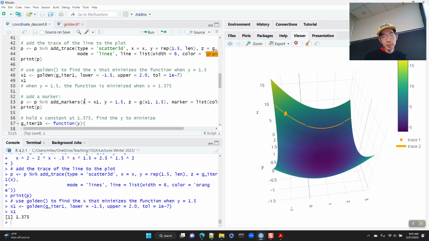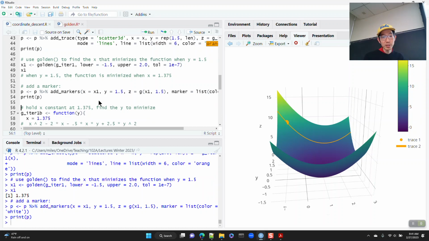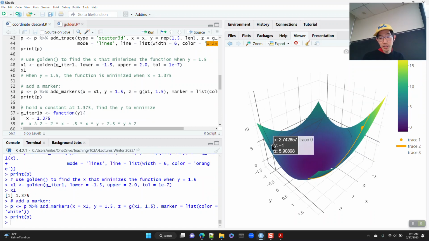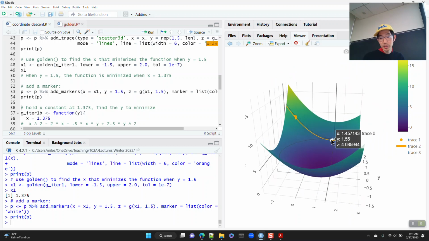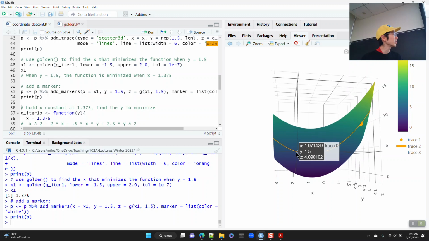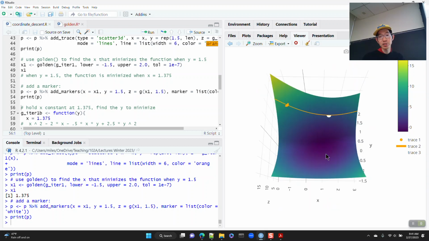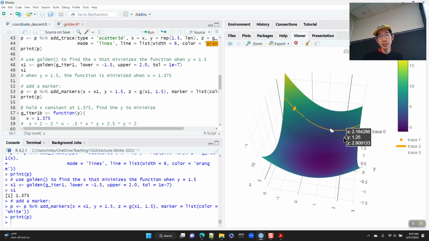So I'm going to go ahead and add a marker to the bottom of this orange parabola. This white dot right here represents the bottom of this orange parabola. So I'm taking a slice of the three-dimensional structure, or this two-dimensional function, which is just this one-dimensional slice, and we're going to find the minimum of that.